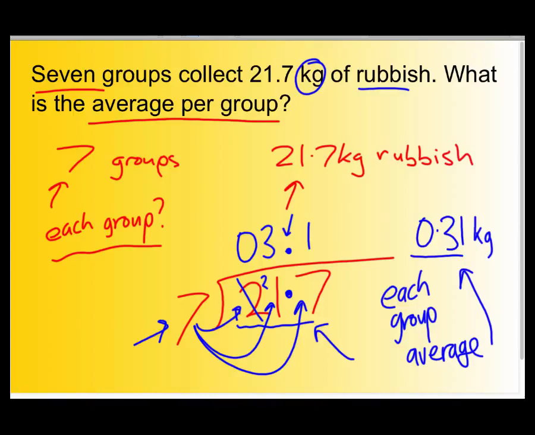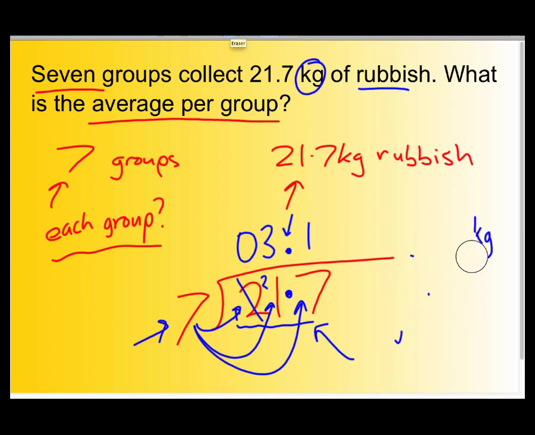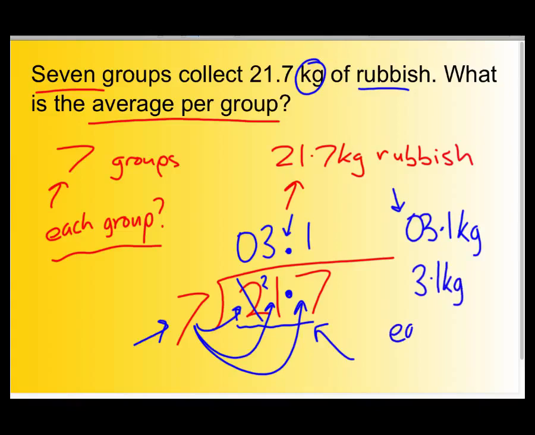That's wrong. I've said the wrong thing. But I'm not going to do the whole video again because I only said one little wrong thing. I said it was 0.31. No, it's not. It's 3.1 kilograms of rubbish that they collected. And you can lose this 0 here because there's no other numbers in front of it. So it's really just like saying there's 3.1 kilograms of rubbish that each group collected, on average.